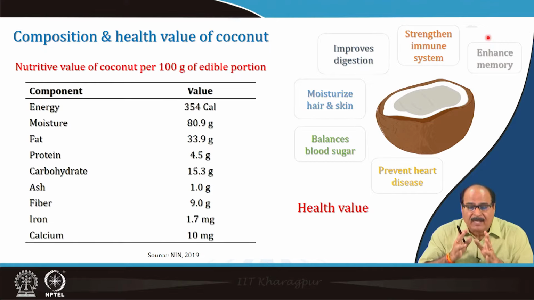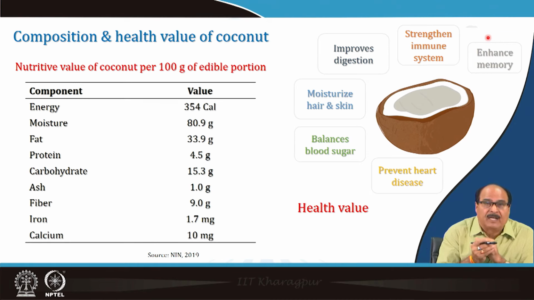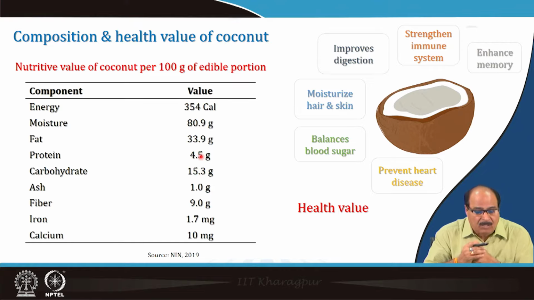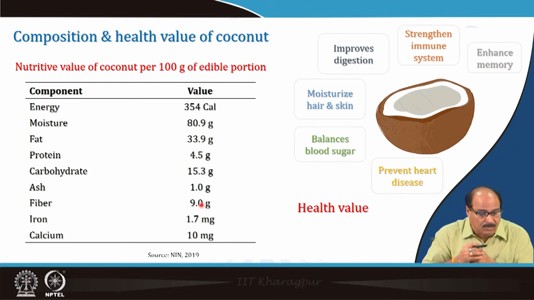Okay. As far as the composition and health value of coconut is concerned, in this table I have given the nutritive value of coconut per 100 gram of the edible portion. It gives around 354 kilocalorie energy per 100 gram. It has around 81% moisture, 30% fat, about 4.5% protein, carbohydrate around 15-16%, and a good quantity of fiber, that is 9%, highly fibrous material. Okay. Iron and calcium also are good.